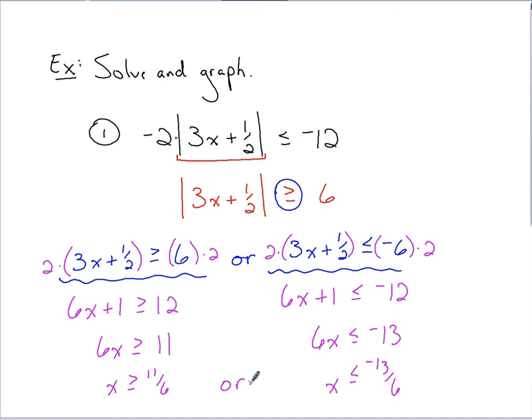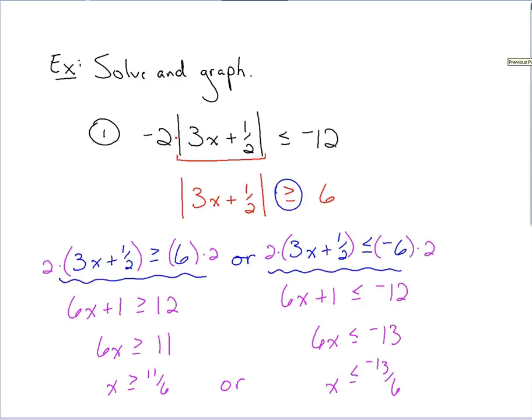Part of what we have to do here is solve. Part of what we have to do here is graph. So we've gone through most of the solving. Let's graph out what we have. Let's see what we've got. We've got 11/6, we've got -13/6.